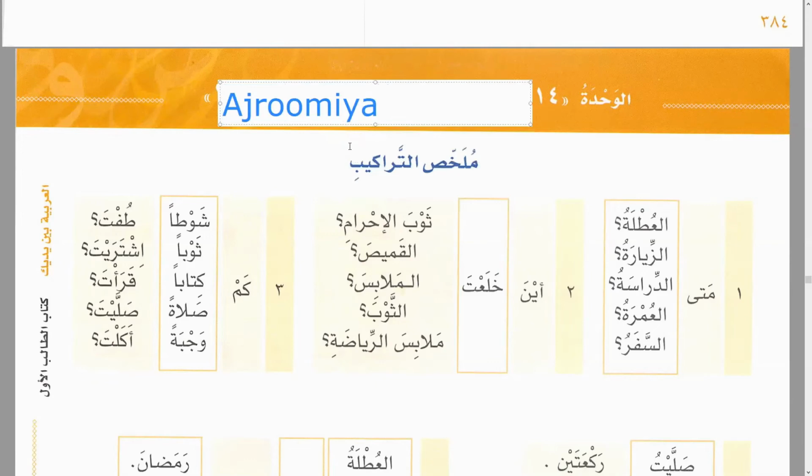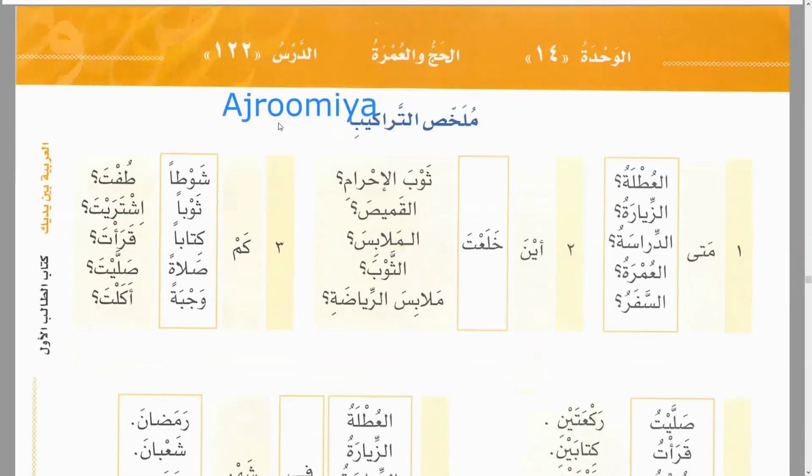Ajrumiya summarizes all the rules, but it doesn't cover 100% of the rules. That's why we have Mutammimat on Ajrumiya, the things which complete the Ajrumiya. But Ajrumiya is really good. It summarizes all the rules of Arabic grammar in a short form.